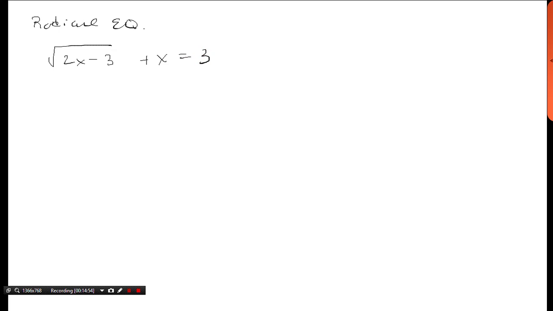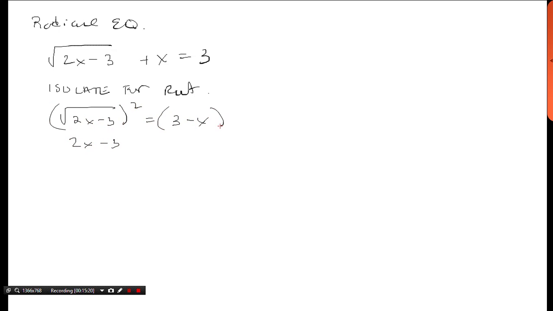Now, what undoes a square root or cube root or fourth root? You should say to yourself, it's the exponent. The exponent undoes it. So the first thing you have to do is isolate the root. First thing I'm going to do is subtract that x over, which gives me this. Now, how do I undo the square root? Square it, right? So I'm going to square both sides.